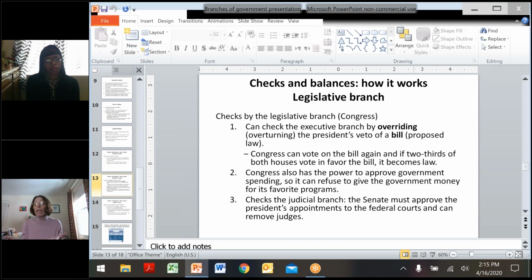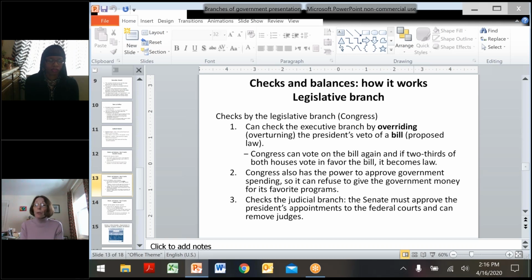And if they still like the law, they can vote to overturn the president's veto. And they can vote again, but that rarely happens because they need 2/3 of both houses to again vote for the bill. And usually the president's party will not go against the president. It just does not happen very often, but they can do that. So if 2/3 vote for the bill, it will become law.